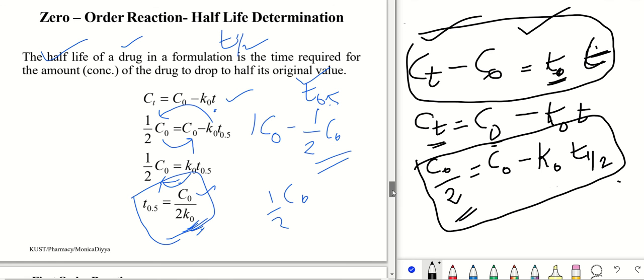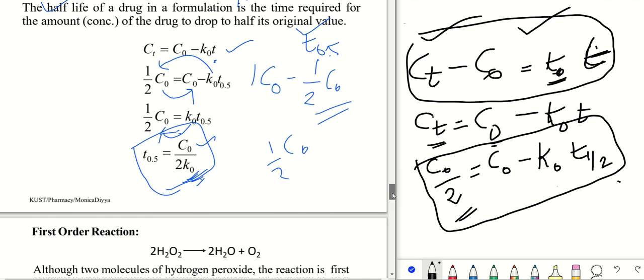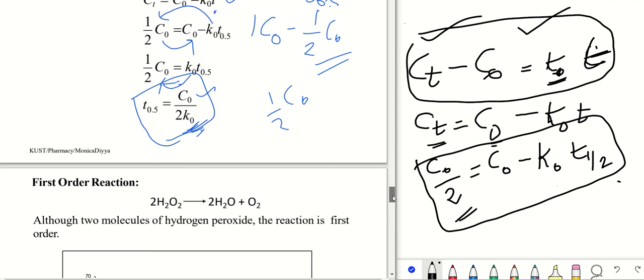How we are going to calculate the reaction rate constant, we will be seeing further. This is how we need to calculate the half-life for a zero order reaction.